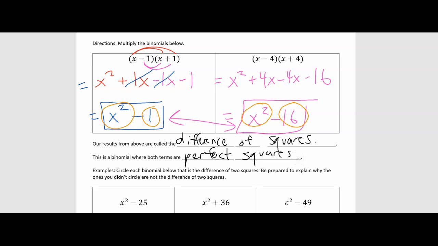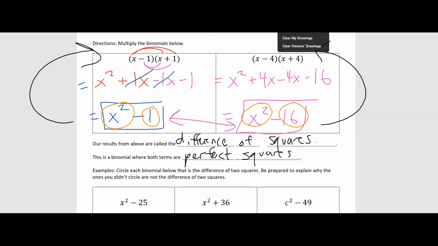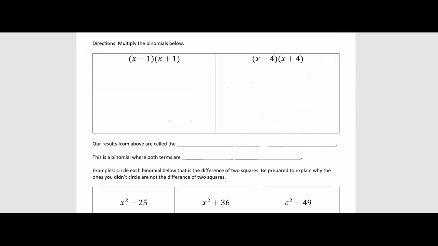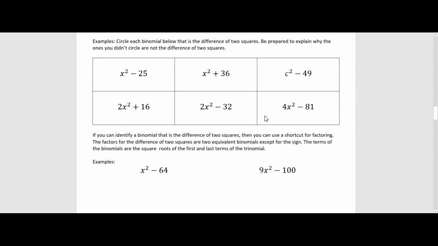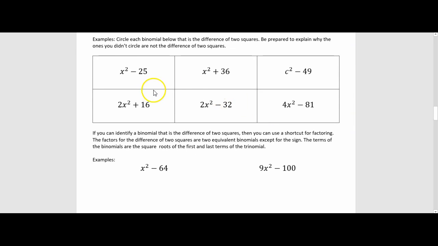So now we're going to think about, okay, what if I started with the difference of squares? What if I started with what I boxed and tried to go the other way and tried to factor it? Well, maybe there's some shortcuts here. But again, the first thing we want to do is identify what the difference of squares looks like. So again, the difference of squares, the first term and the second term are both perfect squares, and there's got to be a negative sign in between, or a subtraction sign, or a minus sign. So let's look at these 6. Circle the ones that are the difference of two squares. If they're not, think about why they're not.